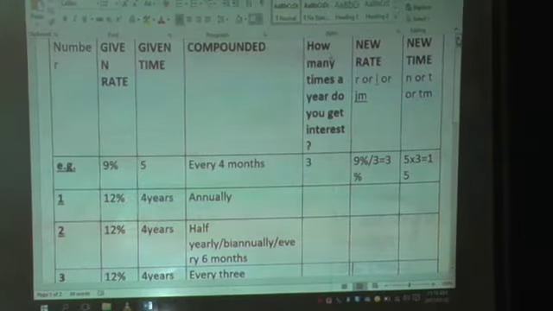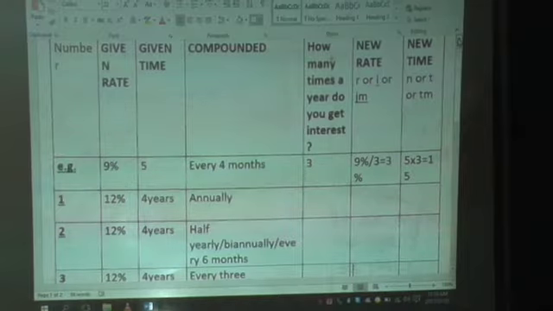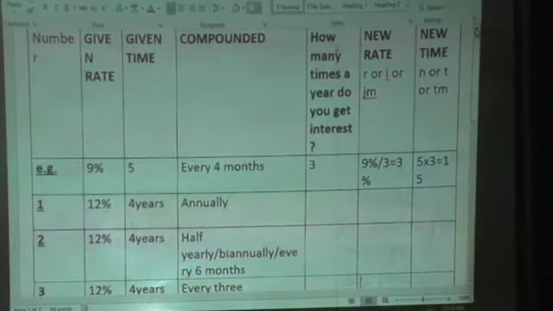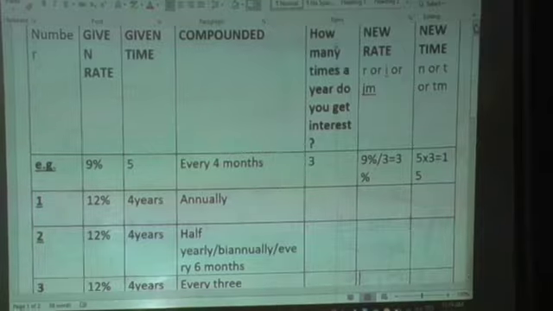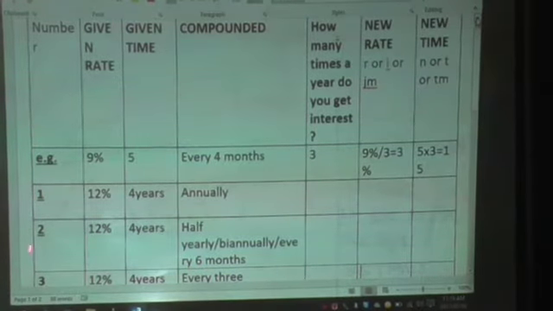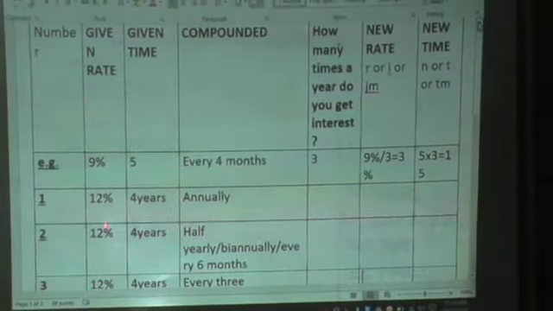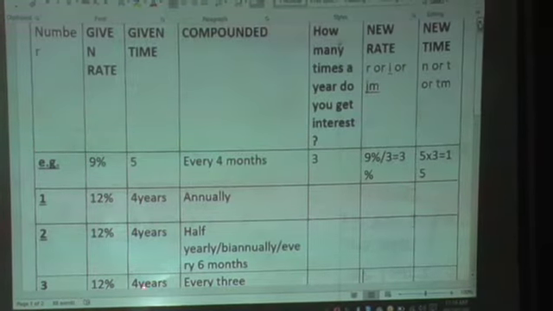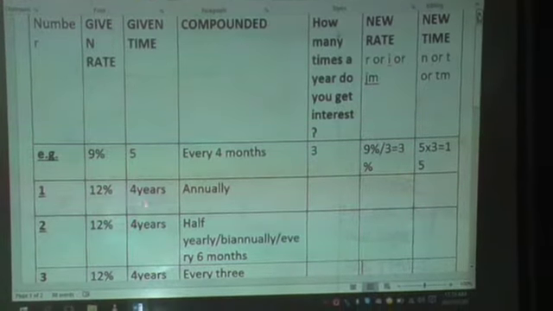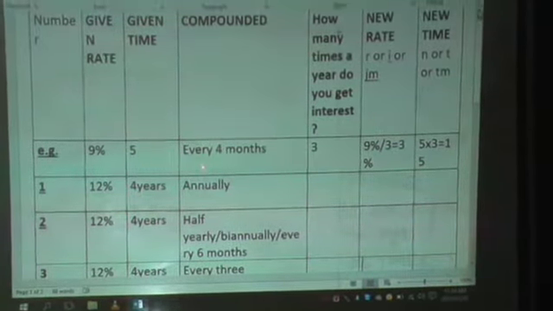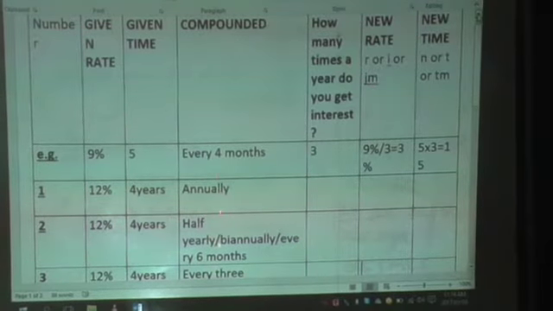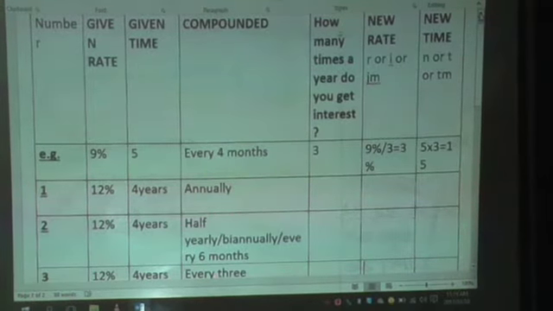Hi there, welcome back. Now in this little exercise you are given a table. In this table you have a number of columns. Let us see. Here simply you have the numbers. Here is a given rate for each year. Here is the total time given. And here you are told how the interest is compounded.